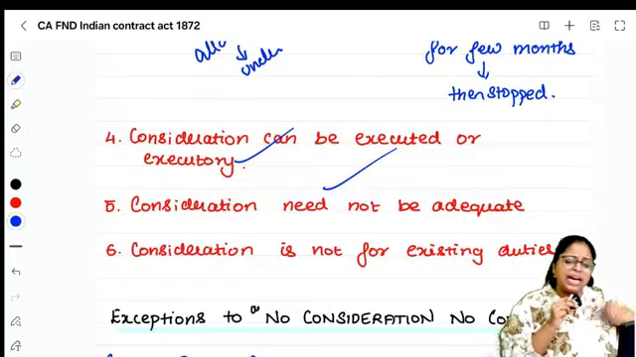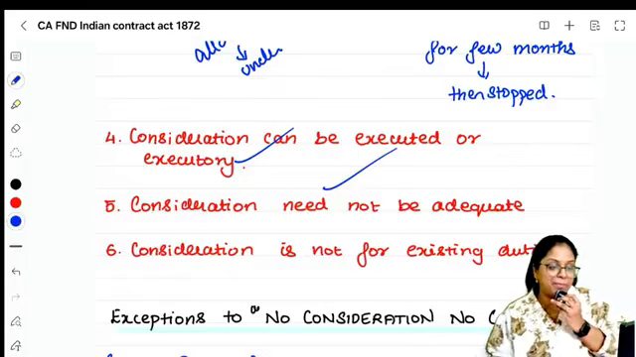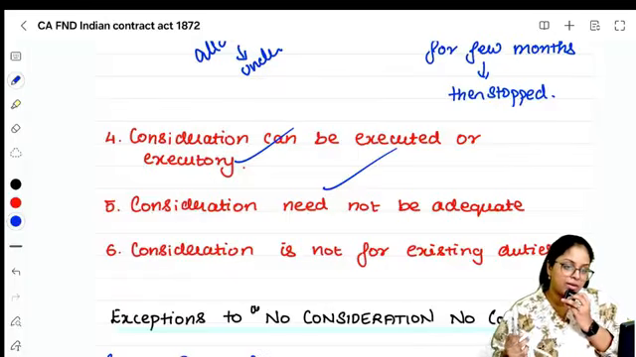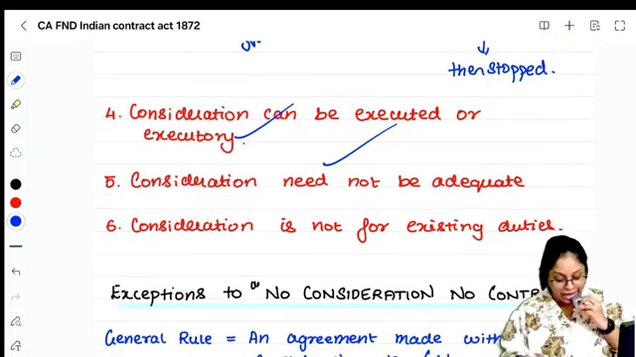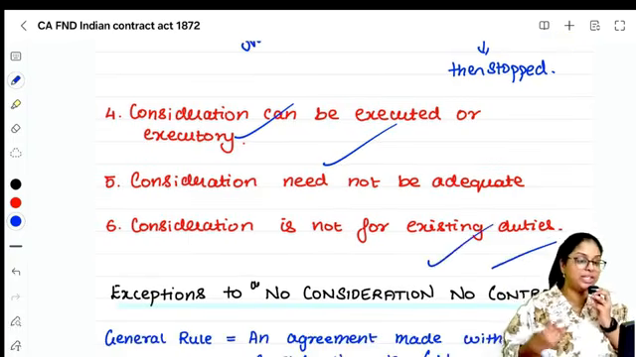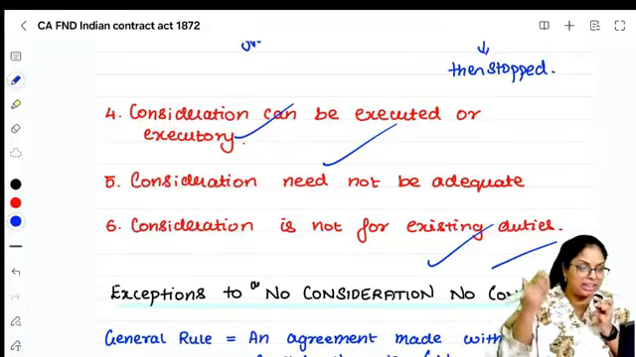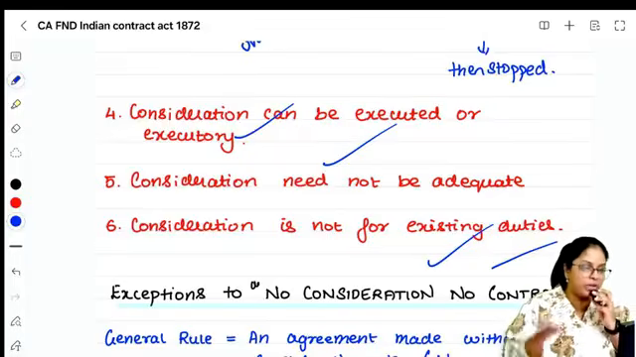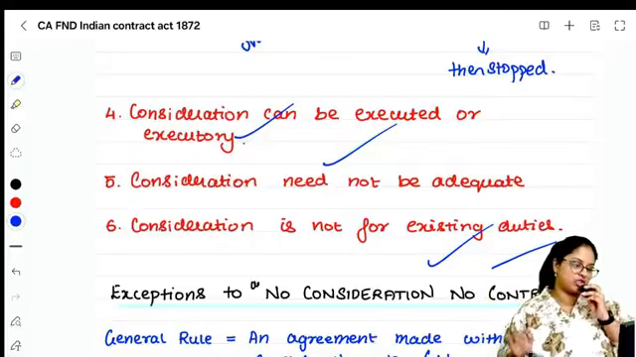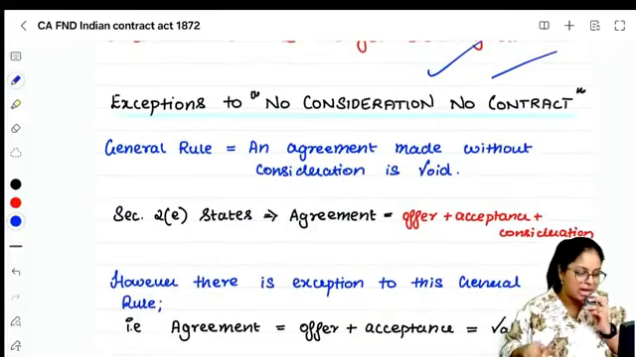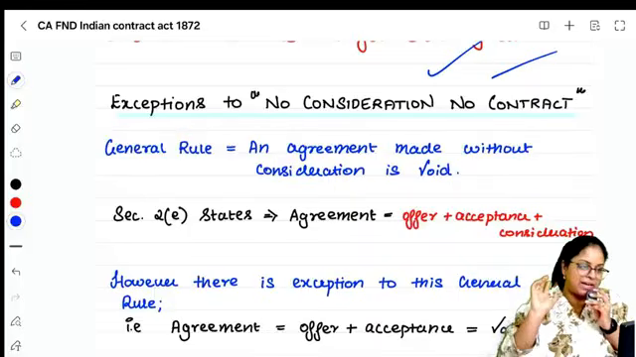Consideration can be inadequate, Shubham, it can be inadequate, right? And consideration is not for existing duties, for your existing duties. For a police officer, he cannot ask money to register a FIR. That is his duty, his work itself is that only. For that the department is paying him salary. He cannot ask me to pay extra for that. Are you able to understand? Can we move on? Only 2 more topics, 10 minutes and I will complete this unit.